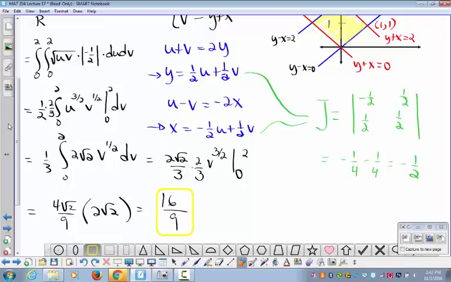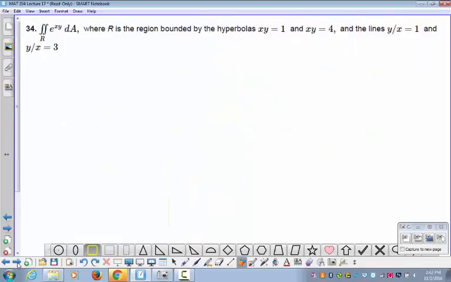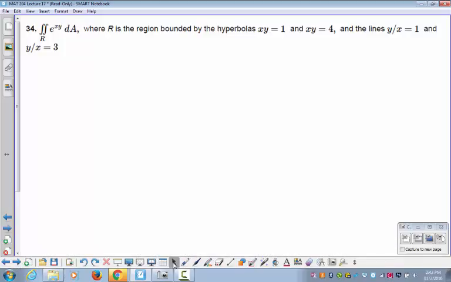Good. Are you guys ready to try one by yourselves? Okay, try this one. Try 34. There are some very obvious suggestions in terms of the substitution, so see if you can figure them out.